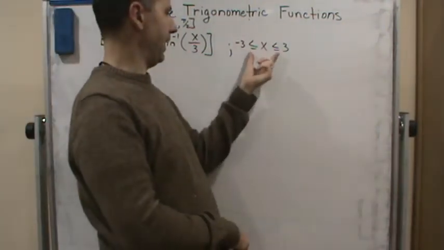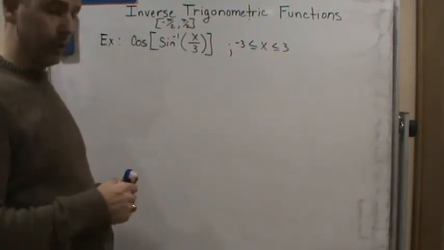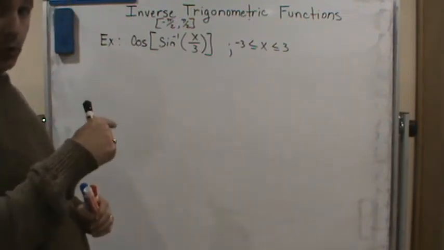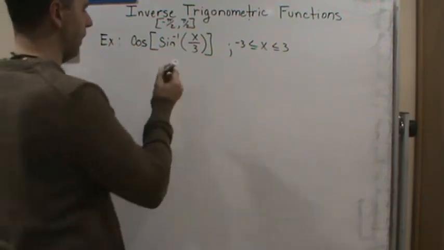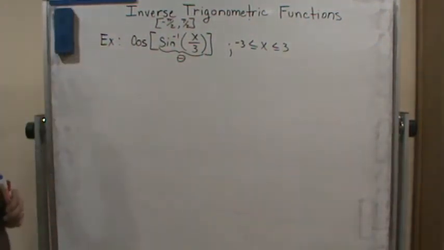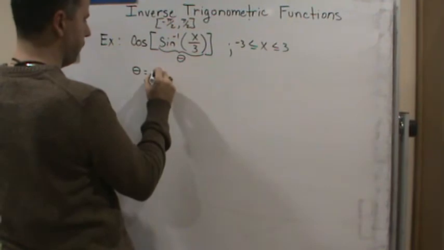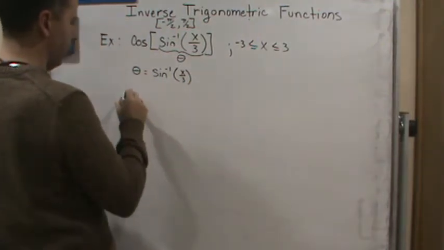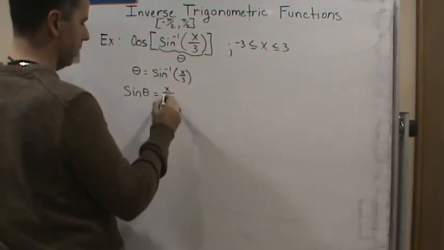They're also giving us a restriction on x in this case. So what we're going to do is do this the same way. Now I'm going to use the Pythagorean identity in this case, but you could do it using the right triangles again. So the first thing I'm going to do is understand that this is an angle. Inverse trig functions are angles. So I'm saying theta is equal to sine inverse of x over 3, which means sine theta is equal to x over 3.